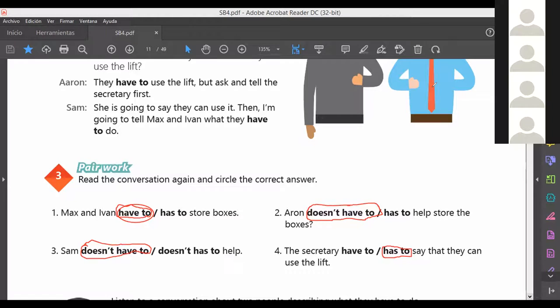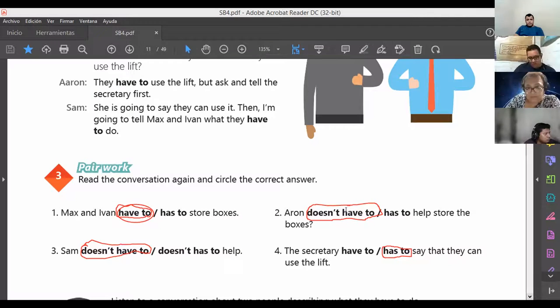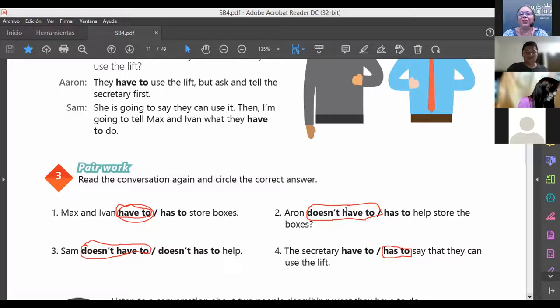Vamos a releer la conversación. Si en la conversación dice que Aaron tiene que ayudar, le ponemos has to. Pero si en la conversación dice que no tiene que ayudar, entonces le ponemos doesn't have to. A ver, ¿ya revisaron? Okay. ¿Cómo sería entonces? ¿Has to or doesn't have to?